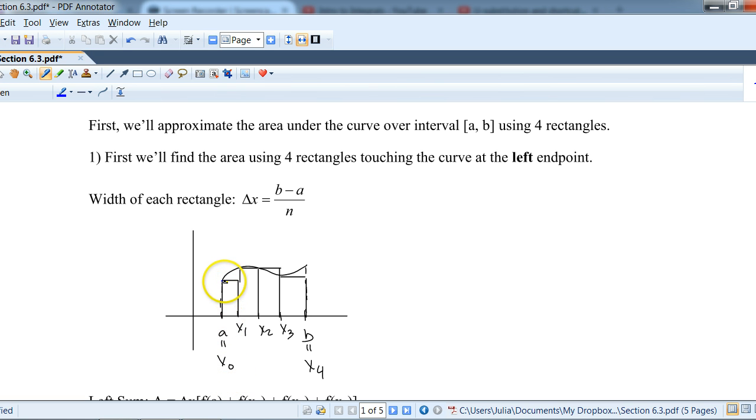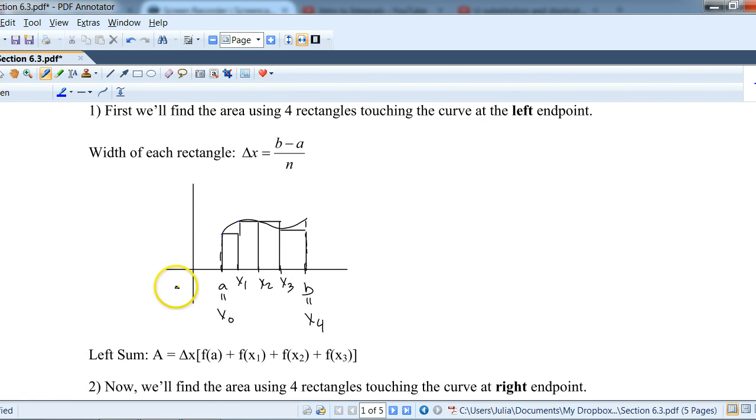So notice you can actually choose each rectangle to touch at the left endpoint. Again, it's just so that we know how the height of each rectangle is. So we can choose it to touch the function on the left, for example, as you can see in this picture. In this case, the area under the curve, you'll notice how some of the rectangles would be under the curve and some would be over the curve. So let me pause this video a little bit so that I can show you what each area is going to look like. Okay, we're back in the video, so I'll show you.